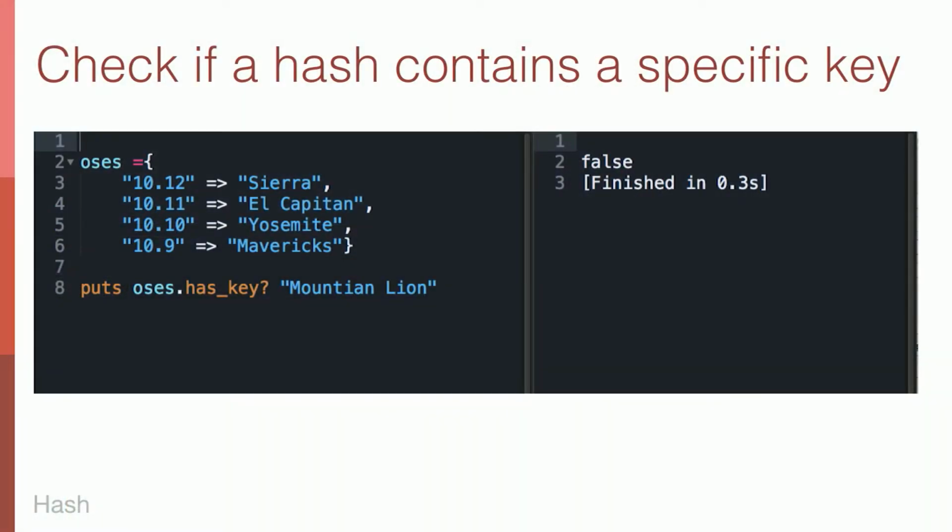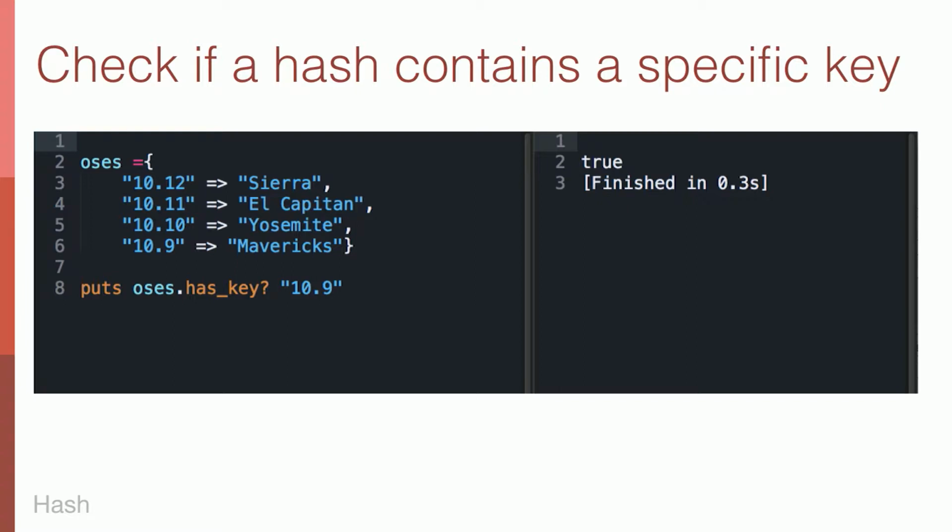So hashes are objects. We can work with them. So we can start asking some questions of our hash here. And we can say, does our hash contain mountain lion? And it's going to say false. It'll cycle through there and look for us. But if I said, does it have 10.9, it'll say true.